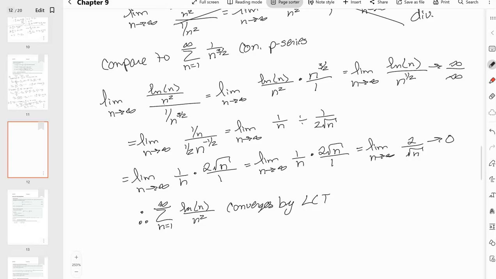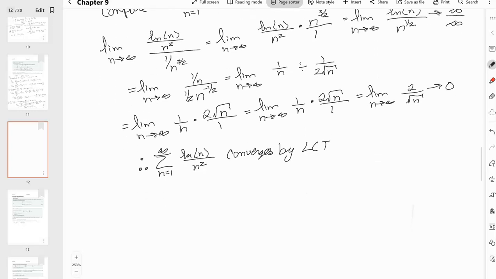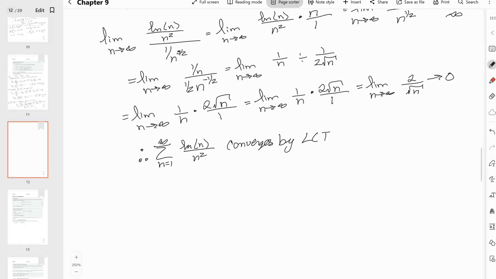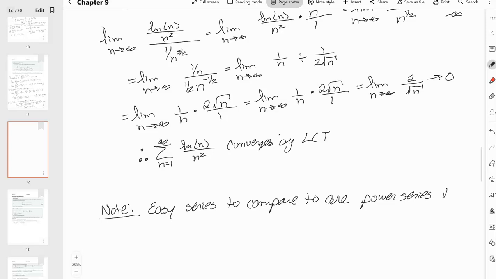So the tests work. The key is picking something that's easy to compare to. Things that are easy to compare to would be power series and geometric series. Easy series to compare to: power series and geometric series.